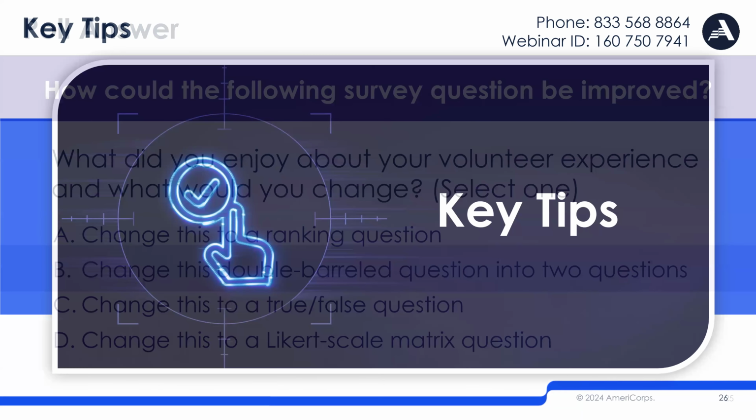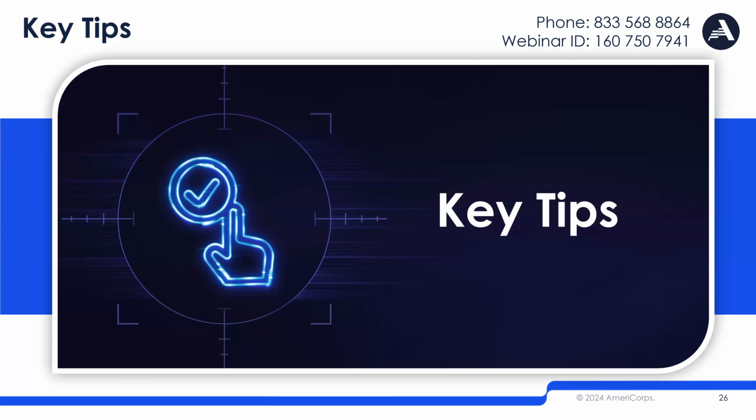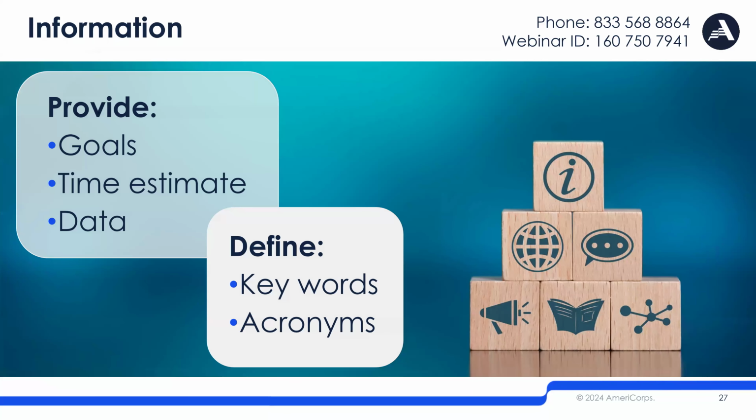All right, great. So some key tips. Now let's discuss some best practices to keep in mind as you draft your surveys. At the start of the survey, make sure to provide information about the goals, time estimate, and information about who will have access to data and how it will be used. You'll also want to define keywords or acronyms when possible. So this information can be placed at the top of the survey or can be woven into the questions where it makes sense.